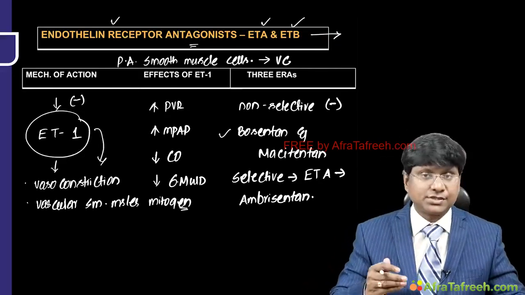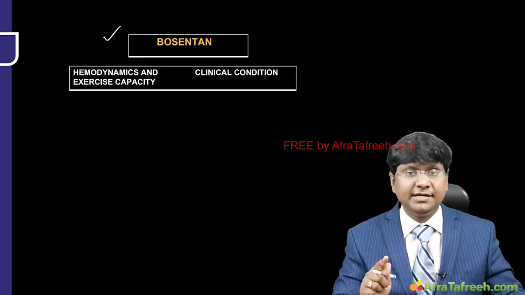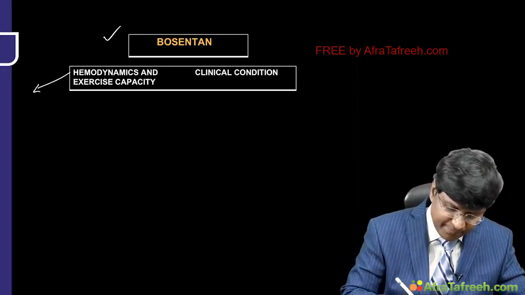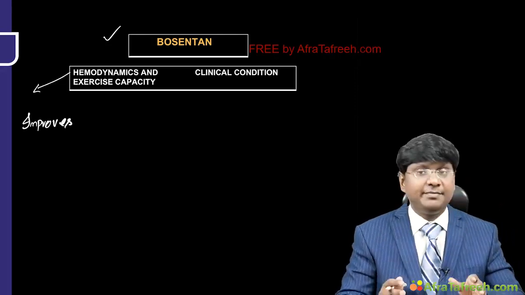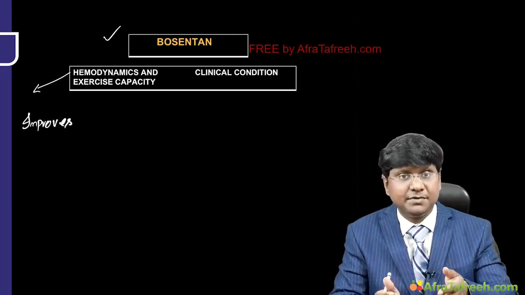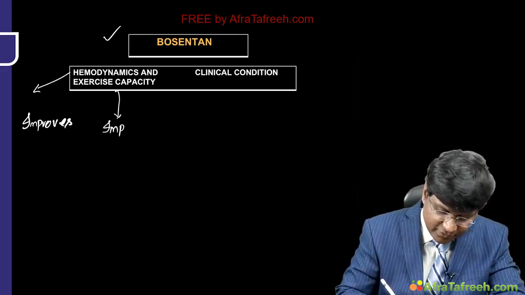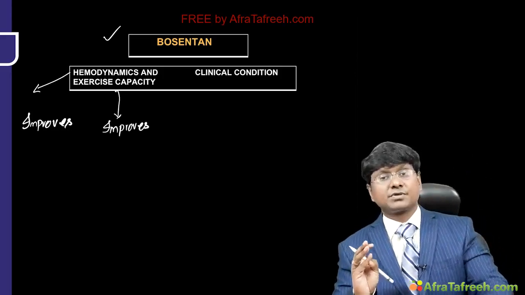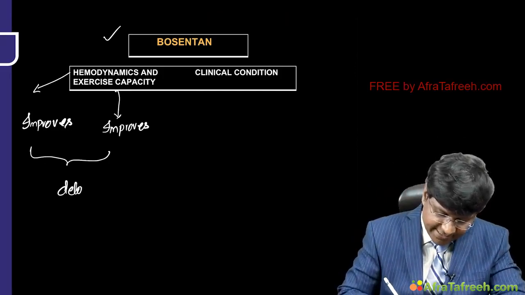Now let us discuss one by one. You take this bosentan first. It is a non-selective endothelin receptor antagonist. What it does is it improves the hemodynamics of the pulmonary arterial pressure. The next thing is, it also improves the exercise capacity of the individual, and thereby it delays the clinical worsening.